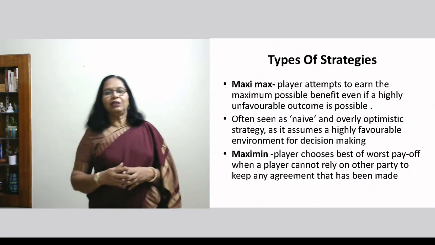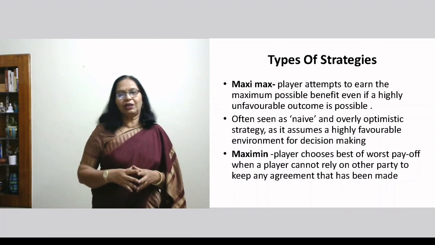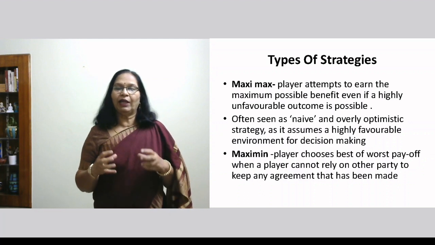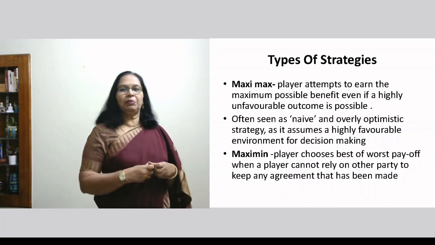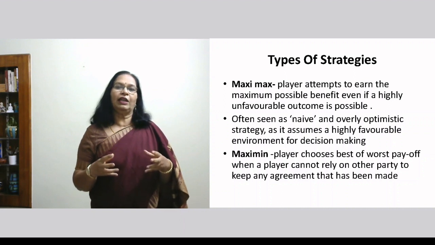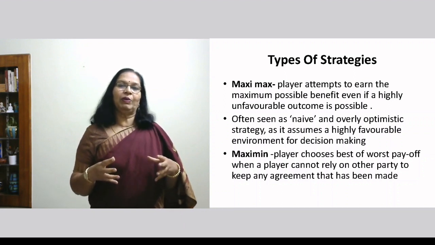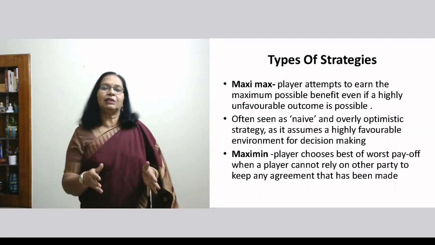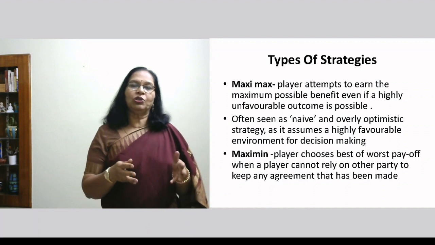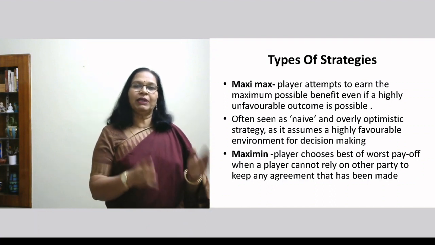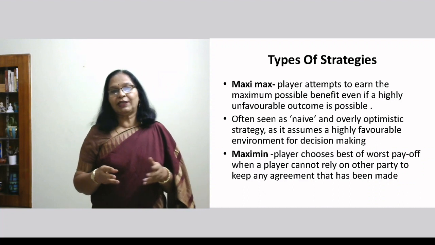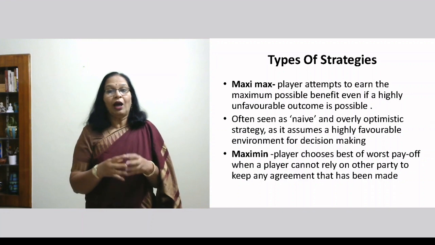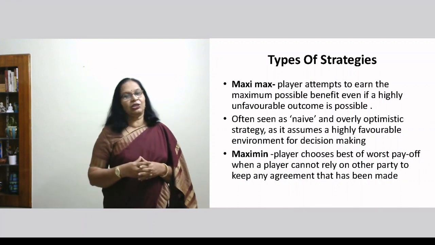Now, what are the kind of strategies here? We talk about a maxi-max strategy and a maxi-minimum strategy. In a maxi-max strategy, the player attempts to earn maximum possible benefits, even if a highly unfavorable outcome is possible. So it is possible that there can be a very unfavorable situation, but this player wants to believe that he is going to get the best outcome out of it. And it is also always seen as a naive and overtly optimistic kind of a situation, as it assumes a highly favorable environment for this decision making.